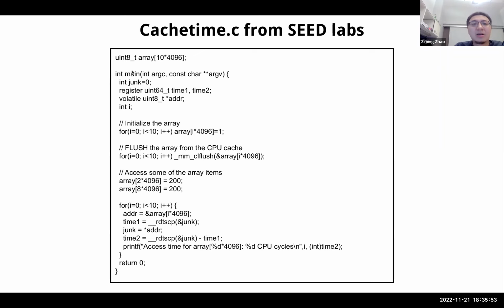Let's look at the code here. Now we have a global variable array, which is 10 pages. Each page is 4K here. In the main function, we have a local variable junk. Then we have two local variables, but we tell the compiler to put those in registers instead of memory. Those are time1 and time2. From the names, you can see we're going to use them to record the time. Then there is a pointer to point to an address, and another integer i. First, we initialize the global array. We're basically initializing each page. We have 10 pages, and we initialize each of them.